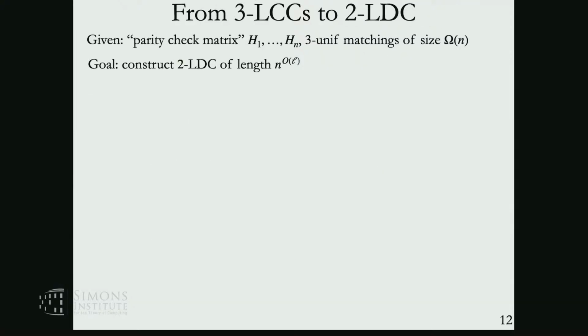So we now start with this parity check matrix viewpoint of the 3-LCC, and our goal is to construct a 2-LDC, and the length of the 2-LDC will be n to the order L. L is going to be some parameter that we'll choose, and so when we apply a 2-LDC lower bound, we get a bound of k is at most L log n. That's what the 2-LDC lower bound tells us. And hopefully if we can take L to be, say, log n, this would be log squared, and then I would take square roots and exponentiate, and I would get that n is at least 2 to the square root k bound. And more generally, if I get anything polylog here, I will get something exponential.